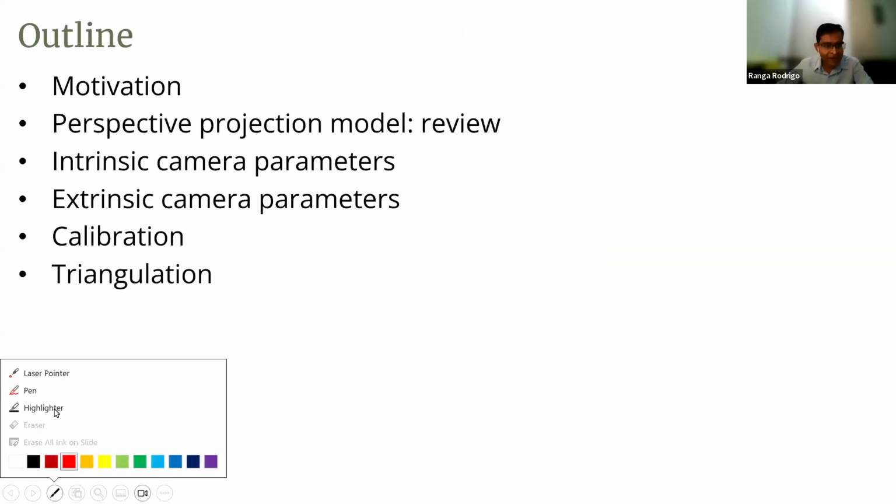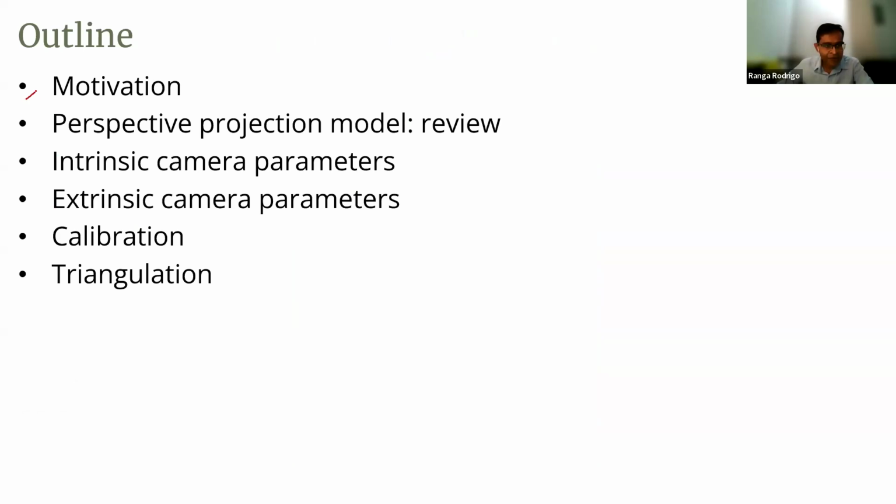So we have to see why we require this. Then we will look at the so-called perspective projection model. Intrinsic camera parameters, that means the camera parameters that are internal to the camera. Then extrinsic camera parameters, the camera parameters outside of the camera that give you the pose of the camera, where the camera is looking at. That means the 3D coordinates of the camera center and its orientation. Then we will look at calibration, that means how to obtain those parameters. And then finally, we will look at triangulation. That means when multiple cameras are there, how to find the 3D location of a point up to some certain ambiguity.